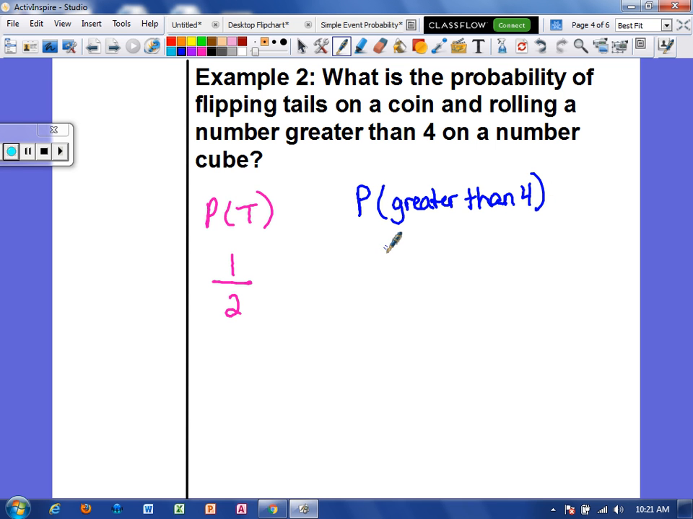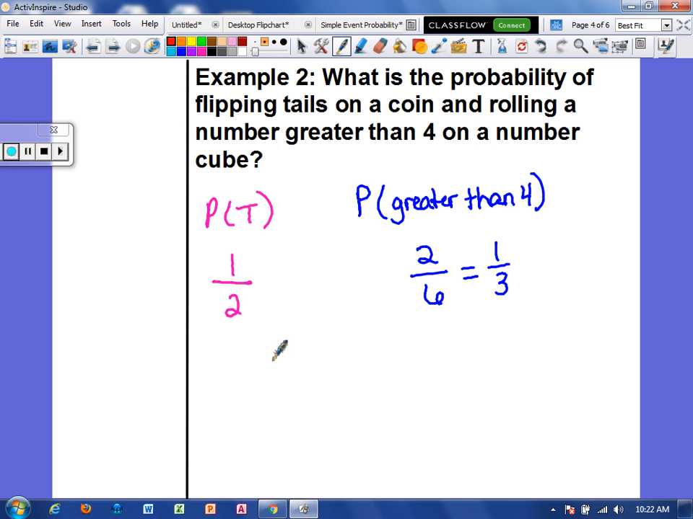So let's find now the probability of rolling a number greater than 4 on a number cube. Keep in mind these are independent because what happens with the coin in no way affects what is going to happen when you roll the die. So on a typical number cube or die, there is 5 and 6. Those are the sides greater than 4. So that's 2 sides that are greater than 4 out of 6 total sides. And we need to make sure we reduce that to 1/3.